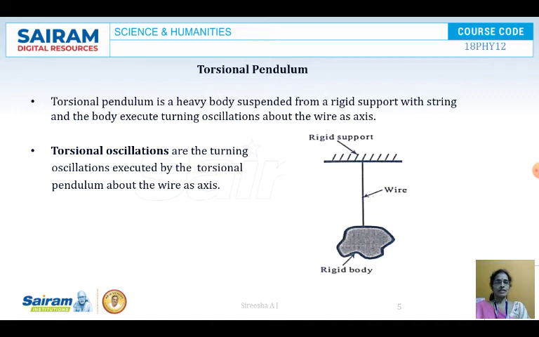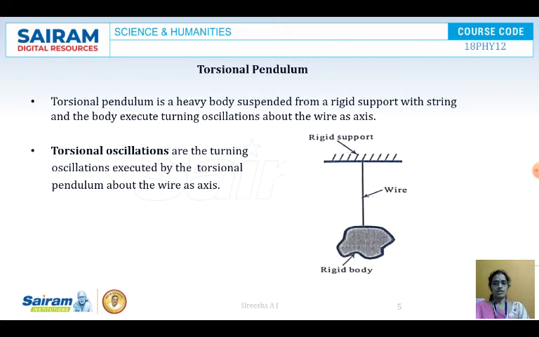The string is under torsion, under tension. That means the rigid body is hanged to a wire, that means the wire is given a weight. Because of this there is a torsion. Due to the torsion there is a twist. So they oscillate with the twist, executing turning oscillations. This is called a torsional pendulum.